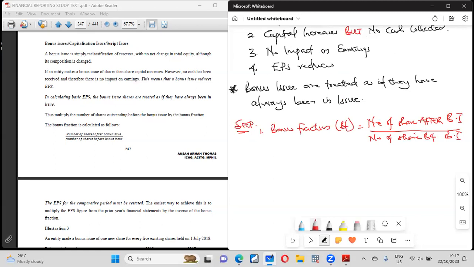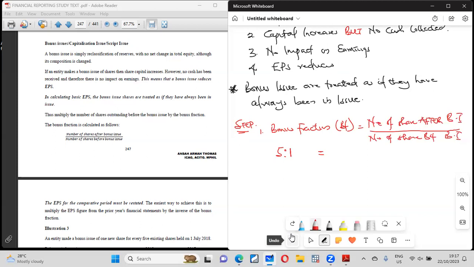Now let me ask you a question. If there is a statement like for every 5 a person has, we will give him 1 share. For every 5 you have, we will give you extra 1 share. What do you think our bonus fraction will be?